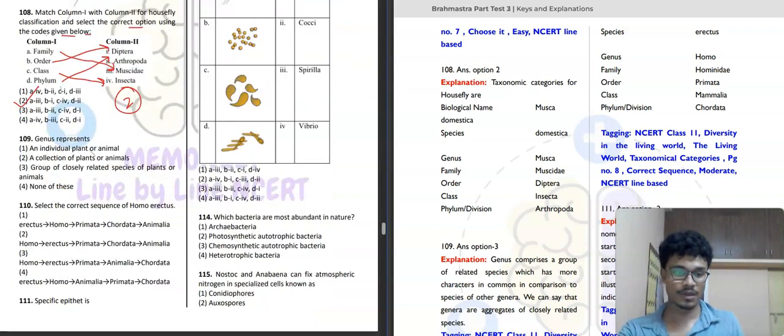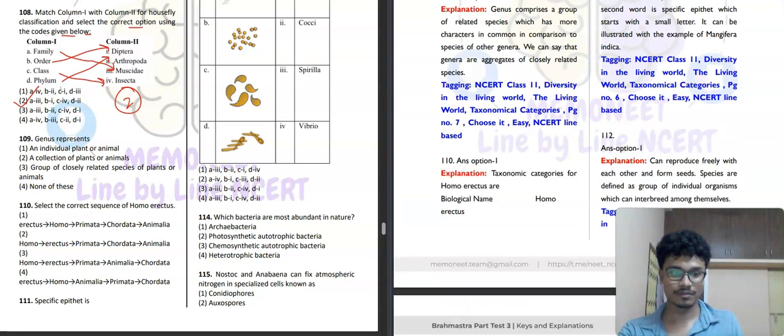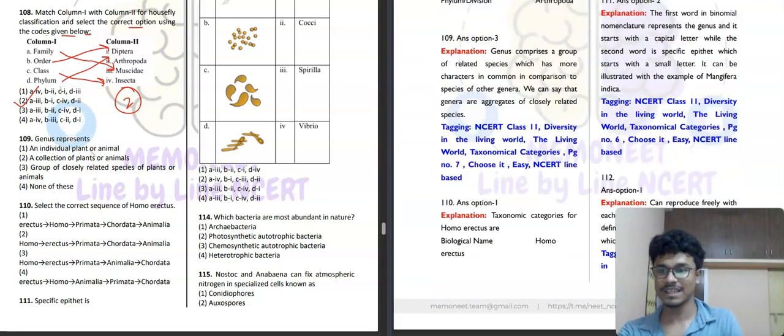Understand? Now the next one is 109. It is saying that genus represents an individual plant or animal, a collection of plants or animals, a group of closely related species of plants or animals, or none of these. The third option will be the correct statement for genus. Genus represents a group of closely related species of plants or animals. So the third option will be your correct answer for this question. Now moving towards the next question, 110.